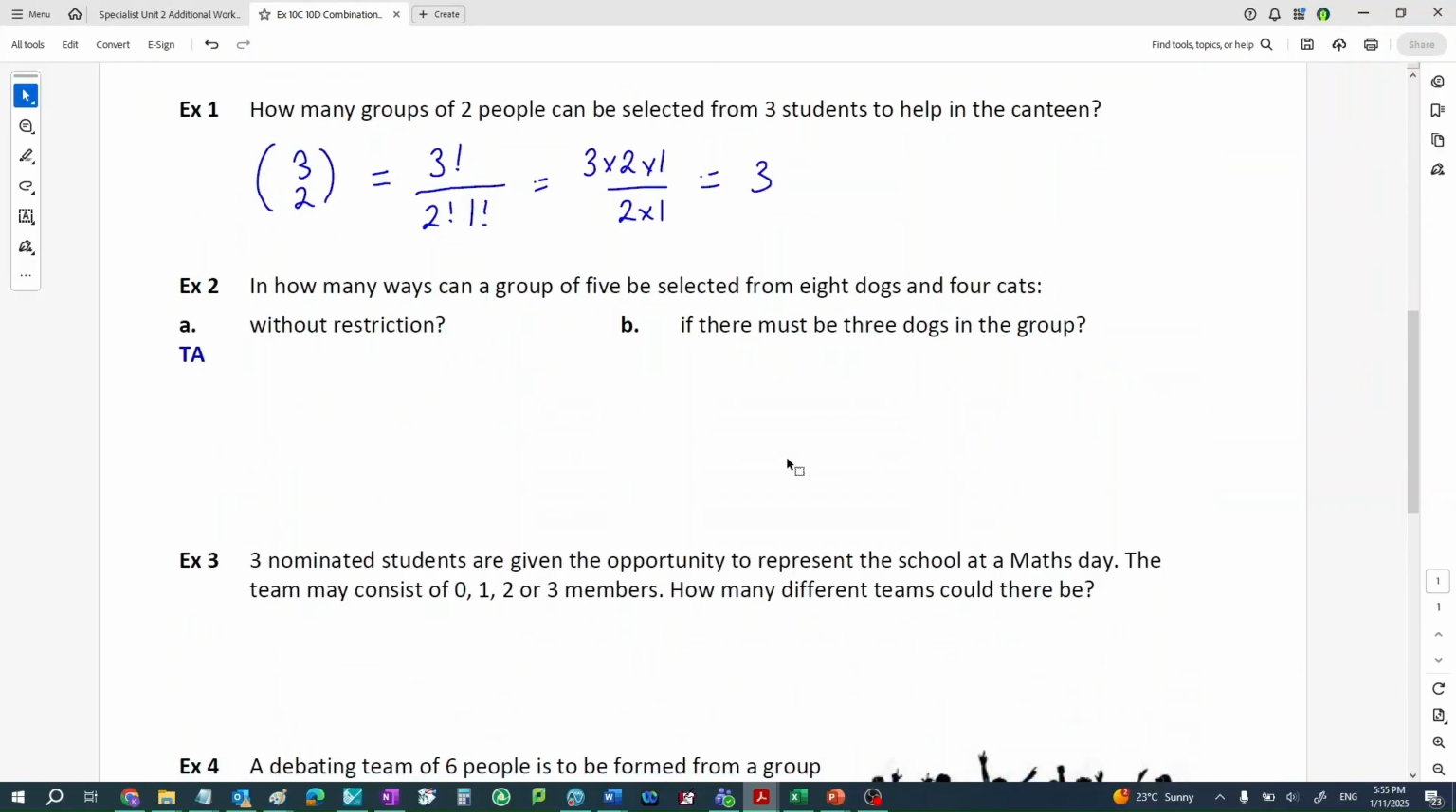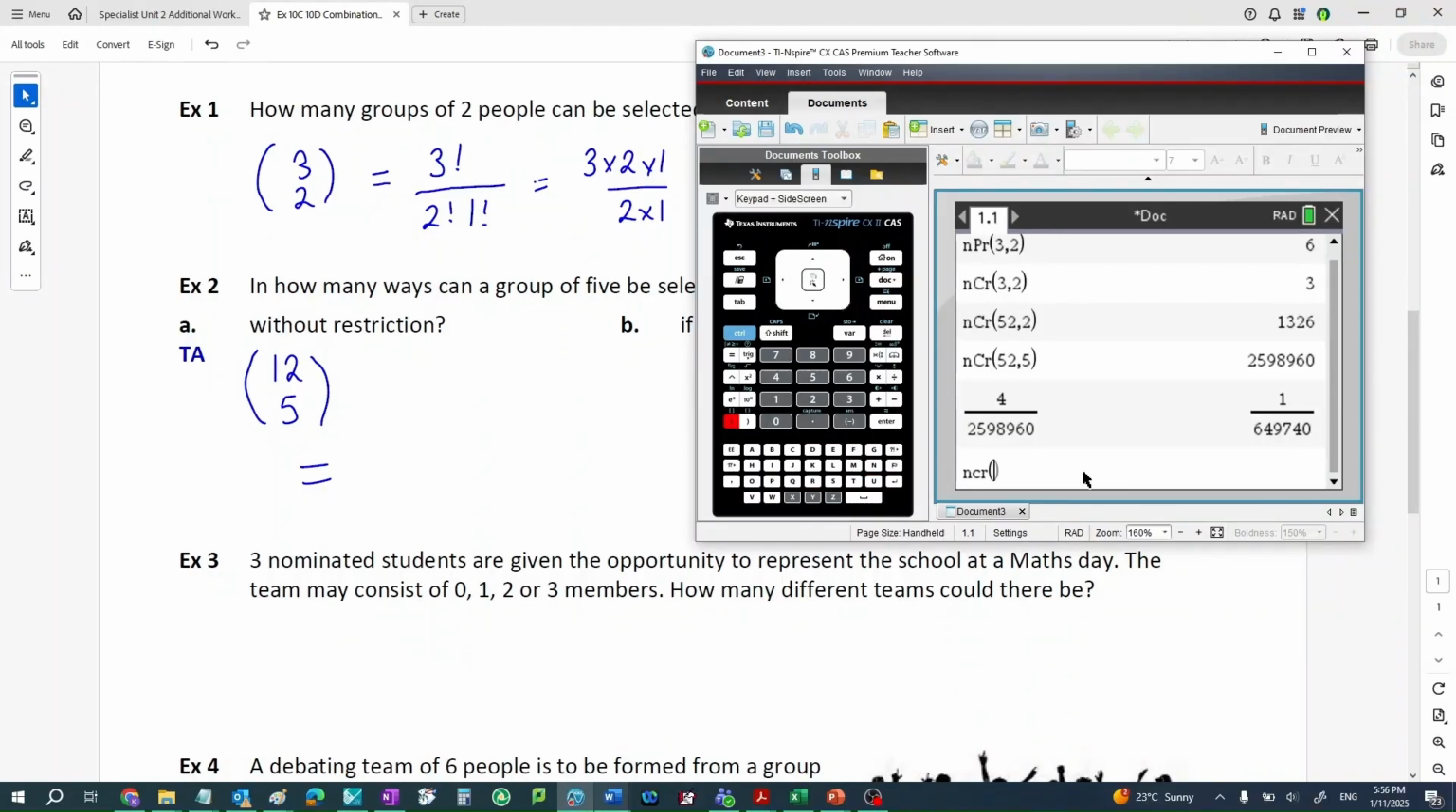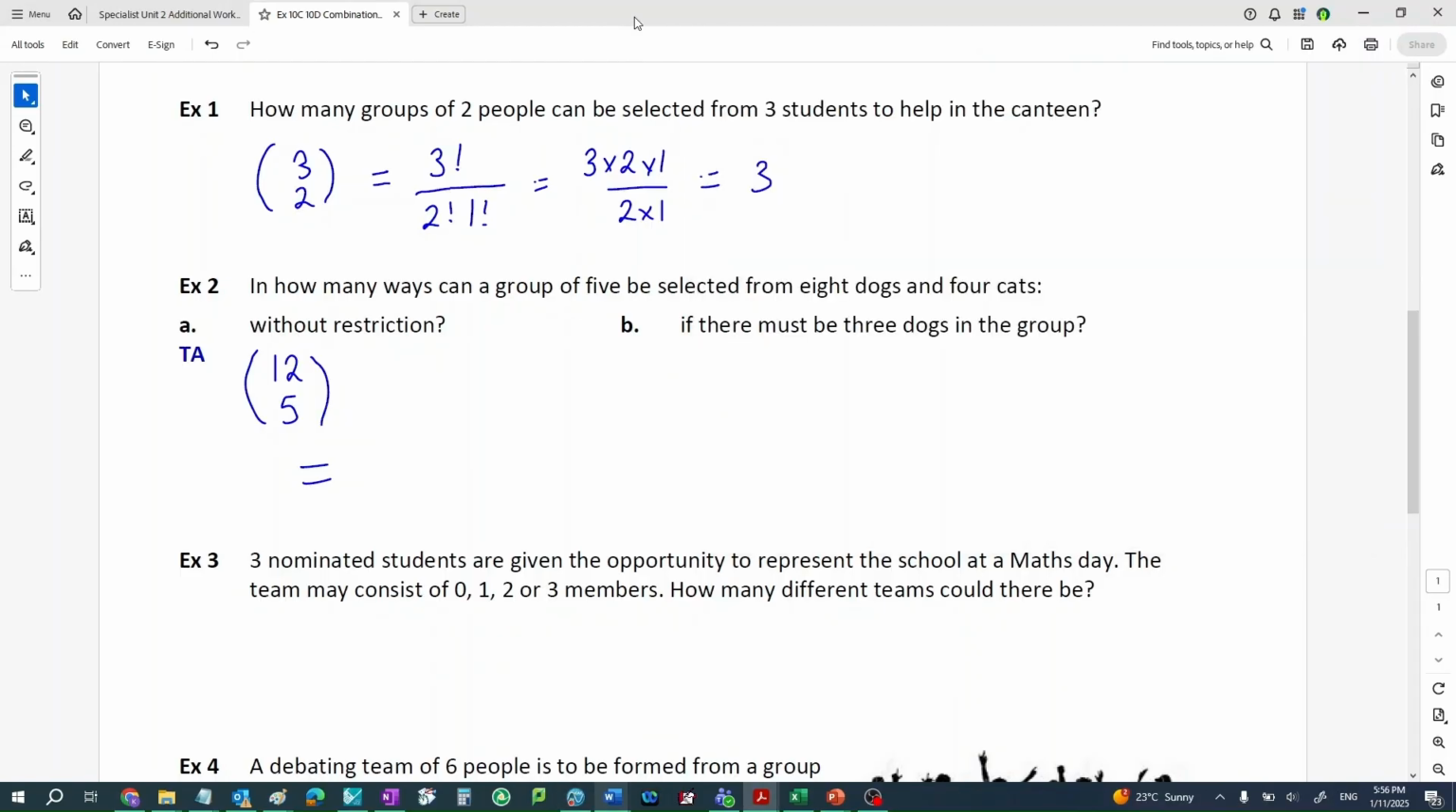Down here, in how many ways can a group of 5 be selected from 8 dogs and 4 cats without restriction? So we've got 12 animals in total. So we'll write that here, 12, and we're going to choose 5. This is take active, so we'll put this into our CAS. Let's see what we get. 12 choose 5, 792. That's the number of total combinations that we can choose 5 animals from the 12 available animals.